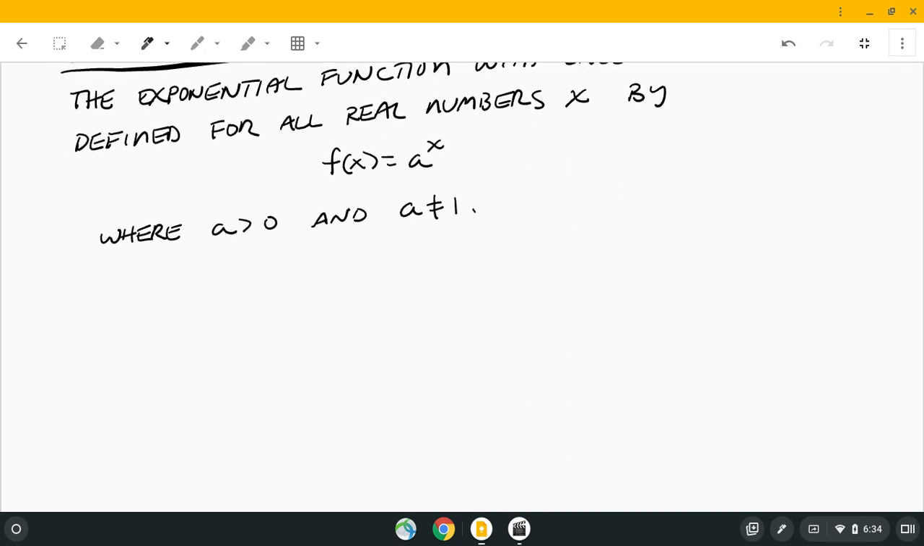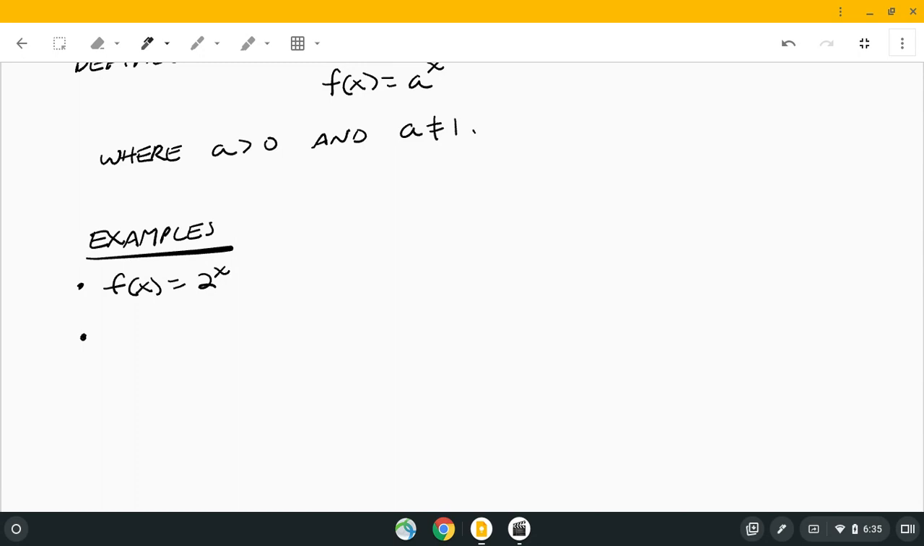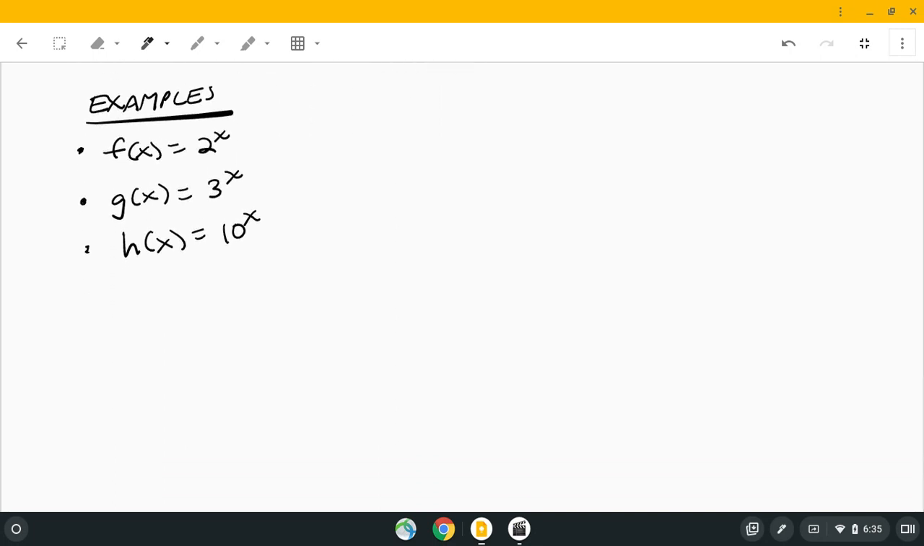All right, so let's take a look at a few examples here. You might have something like this: f of x equals 2 to the x. That's an exponential function. You might have g of x equals 3 to the x. You might have h of x equals 10 to the x. And when we're evaluating, remember we replace all the x's with whatever value it is that we are evaluating for.